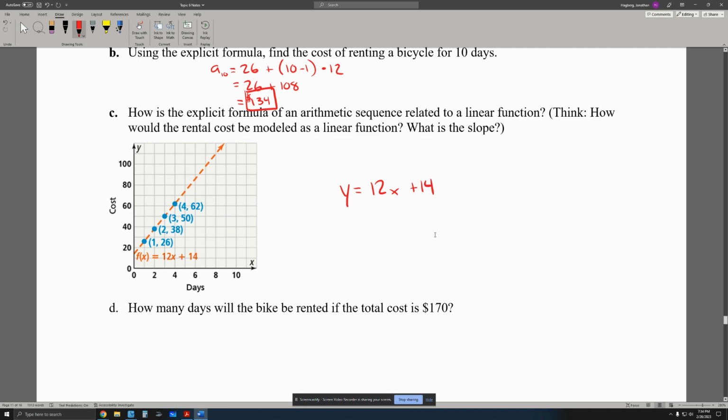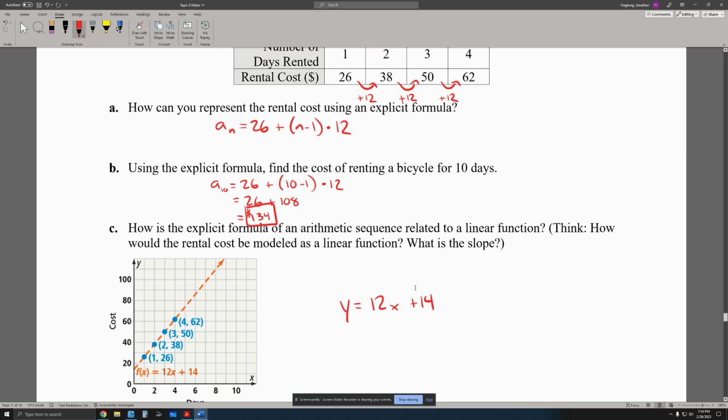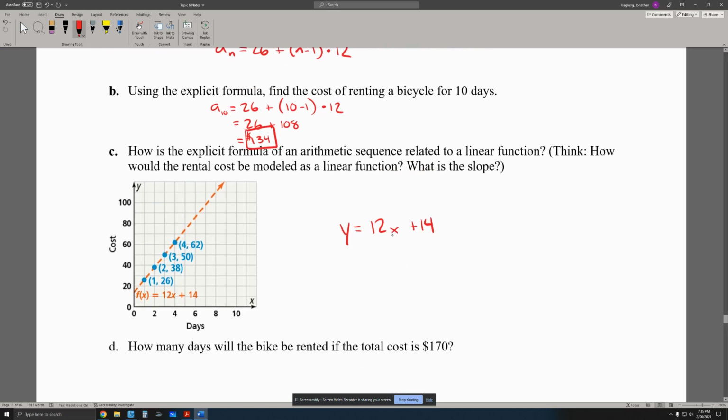Let's see how this relates to our explicit formula up here. Well, I noticed that our common difference is 12. Our 12 here is our slope. So the slope we can think of similarly to the common difference. And then that's like the common difference.